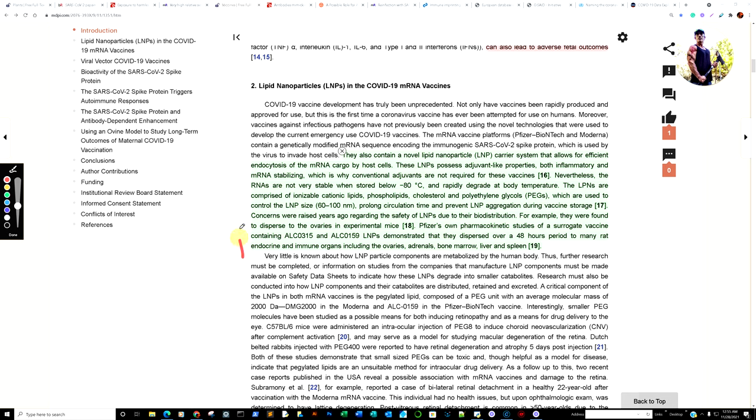Concerns were raised years ago regarding the safety of LNPs due to their biodistribution. For example, they were found to disperse to the ovaries in experimental mice. Pfizer's own pharmacokinetic studies of surrogate vaccine containing ALC-0315 and ALC-0159 LNPs, that's these right here, the lipid carrier systems, demonstrated that they dispersed over a 48-hour period of time to many of the rat endocrine and immune organs, including the ovaries, adrenals, bone marrow, liver, and spleen. Proceed forward.